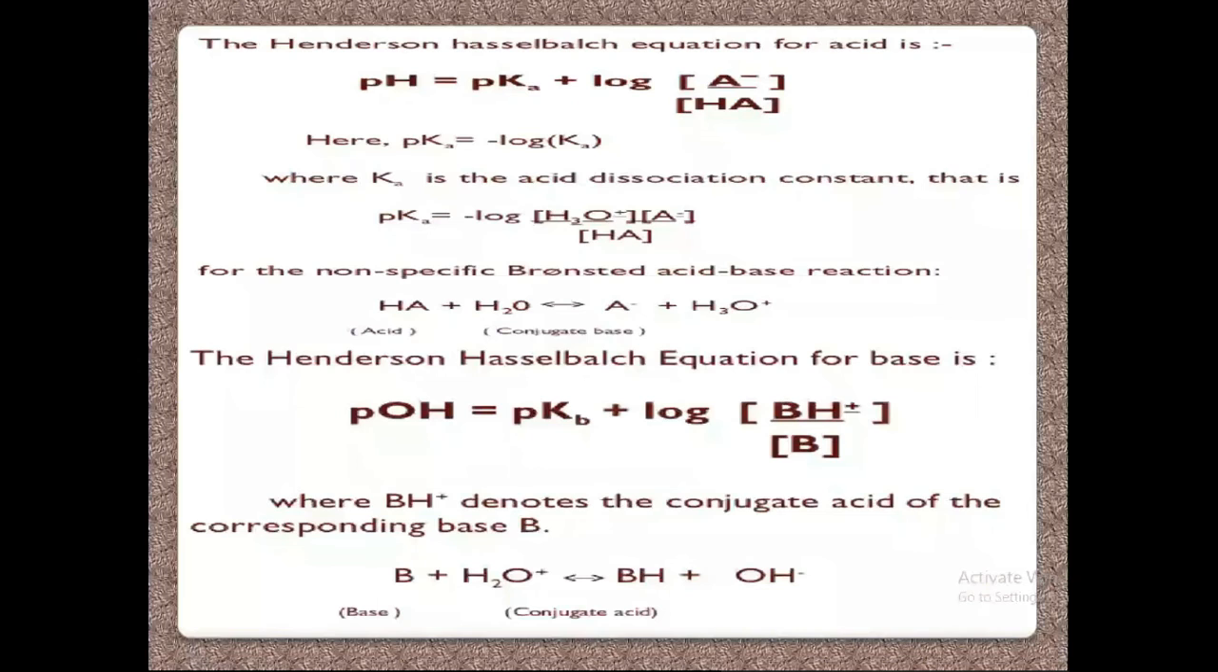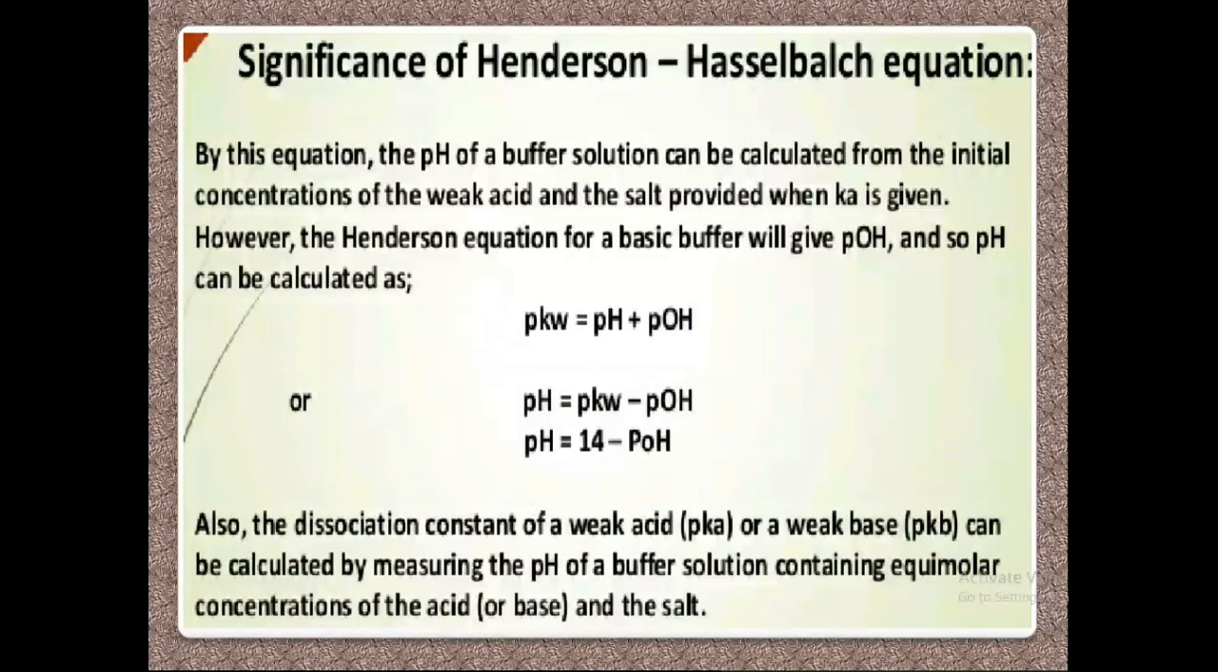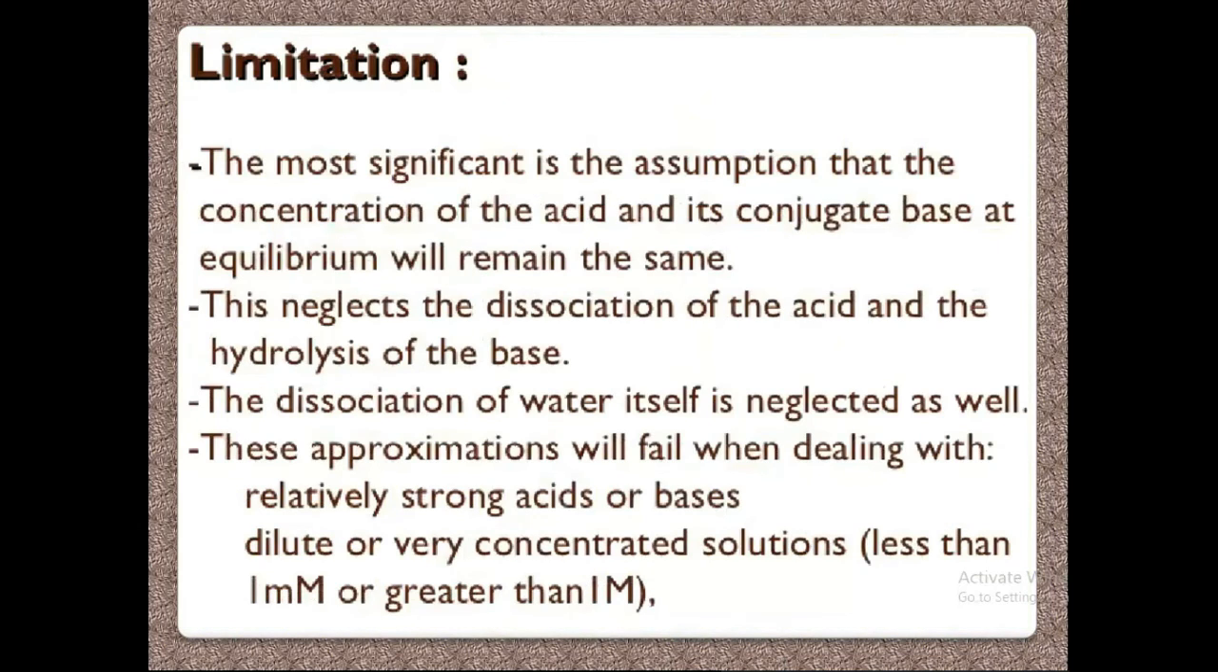pKa and pKb can be calculated by measuring the pH of a buffer solution containing equimolar concentrations of the acid or base and its corresponding salt. The hydrolysis of the base and the dissociation of water itself are neglected as well. So these approximations will fail in reality when dealing with a real reaction, when dealing with relatively strong acids or strong bases.